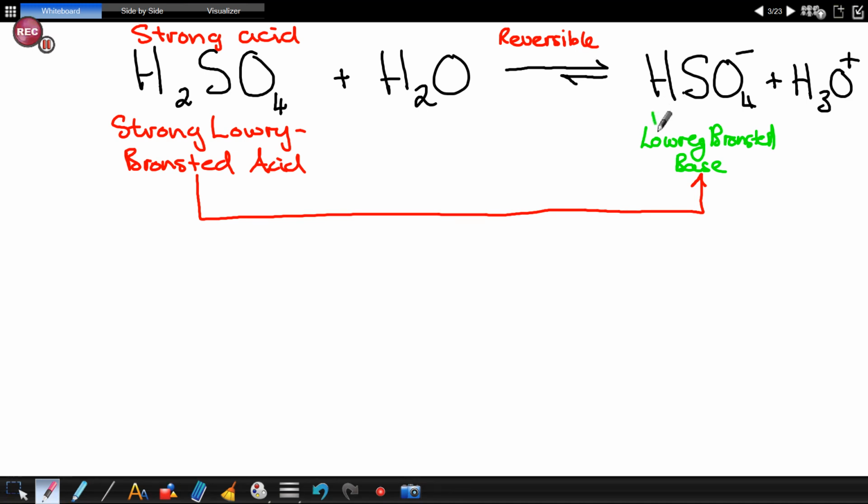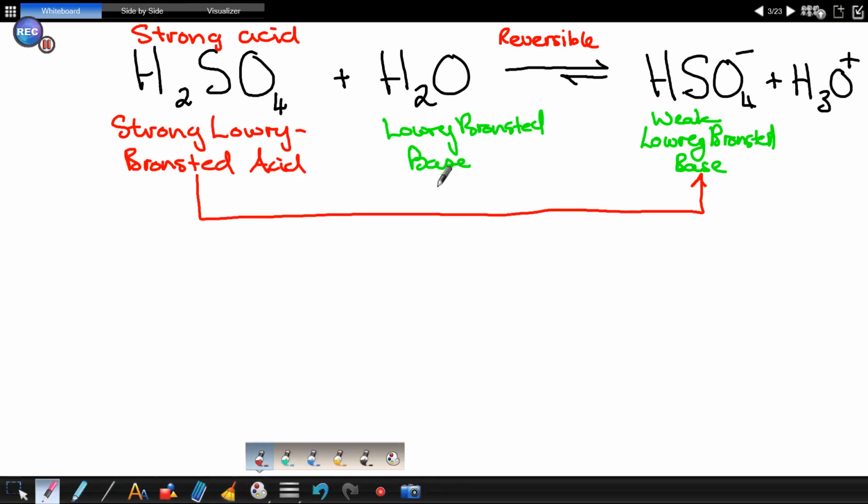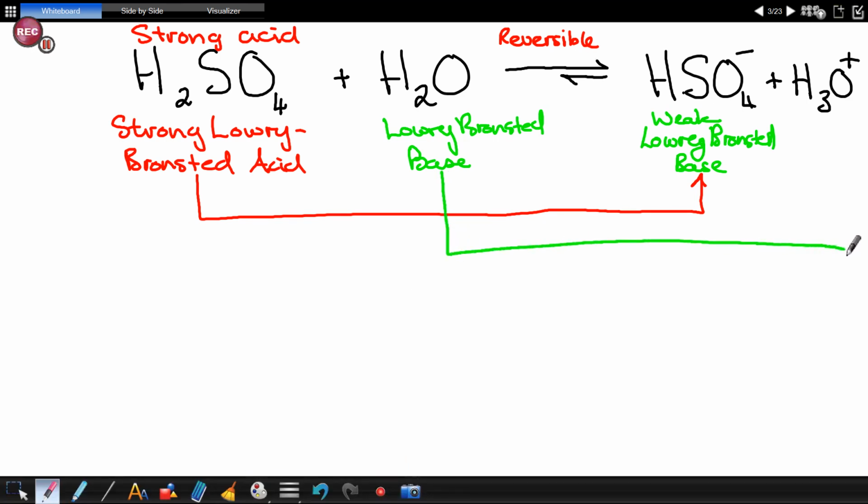This will be a weak Lowry-Bronsted base. Okay, this is a Lowry-Bronsted base. And that thing that is married to this base is a Lowry-Bronsted acid.